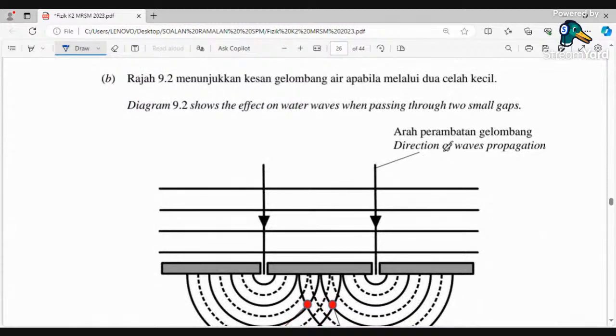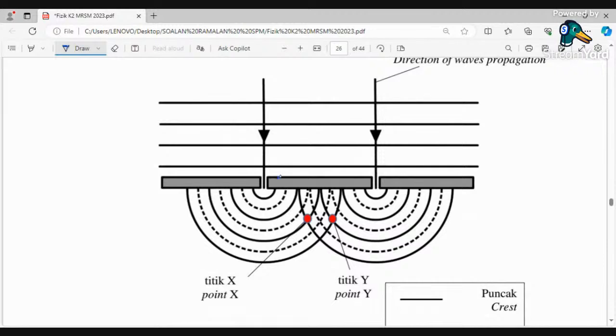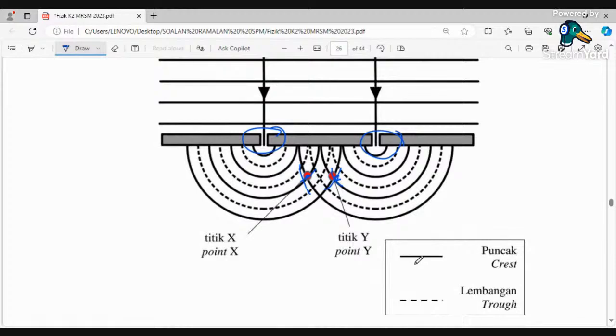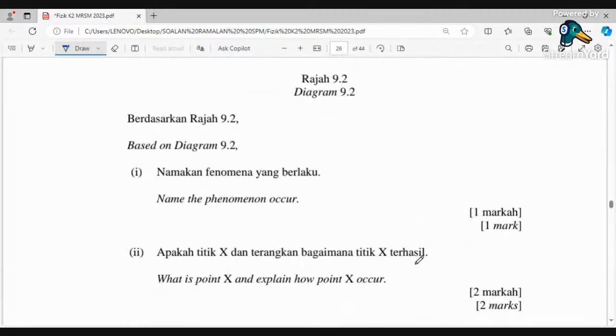Okay, B. Effect on water wave when passing through small gap. Ada dua gap. Dua gap, you boleh nampak ada overlapping ya. Between the wave from the two sources. So these two sources are called coherent sources because the wave are coming from the same source. Okay, the S1 and S2. Okay, point, you can see point in the red color. Ini crest, mid crest. Okay, so crest, mid crest, we call it constructive interference.